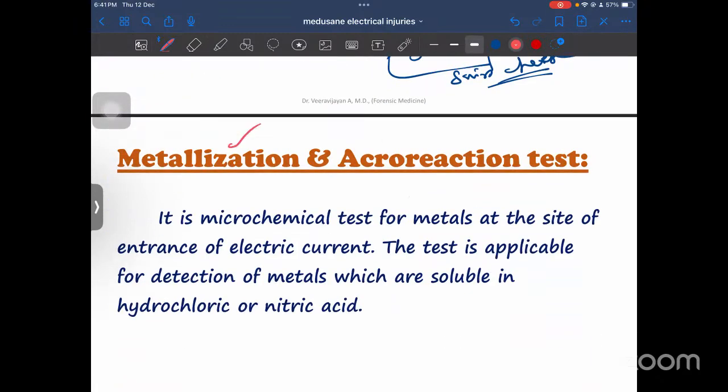Then the term metallization signifies the movement of metals from the electrode into the skin. That process is known as metallization. This is human skin, in contact with the live conductor. So for the conductor metal, say a copper wire, it means copper. This copper will be deposited in the skin. So this deposition of metallic ions from the conductor into the skin is known as metallization.